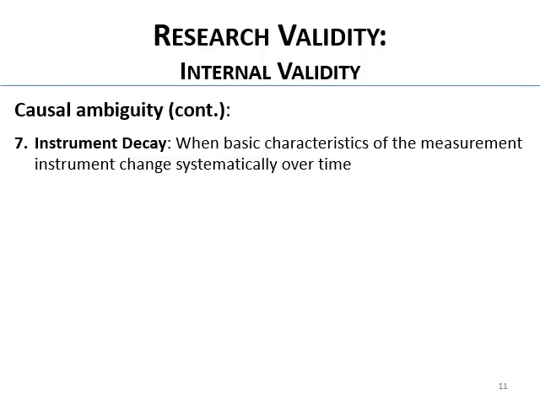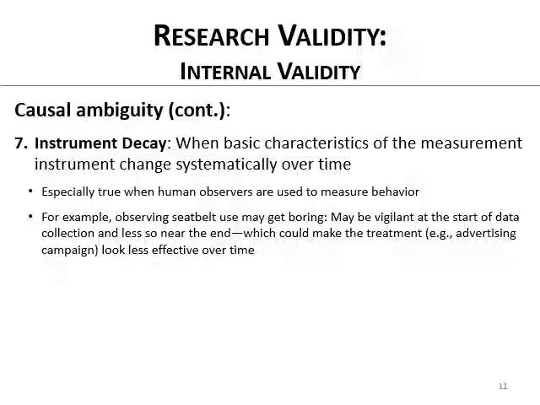Then there's instrument decay. So instrument decay is when characteristics of your measurement instrument change systematically over time. This is particularly true when human observers are used to measure behavior. They, for example, get better at measuring things. They get bored at measuring things.